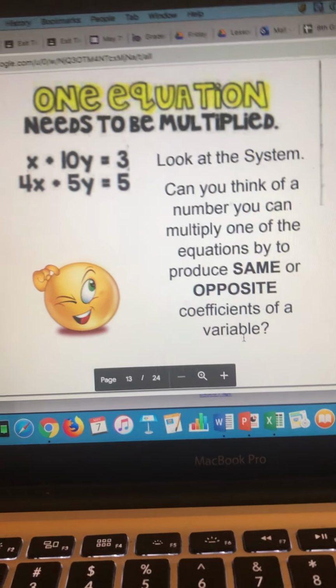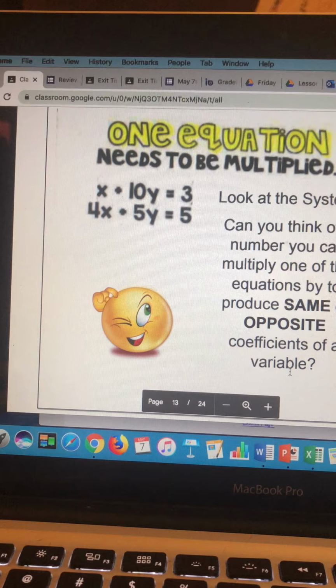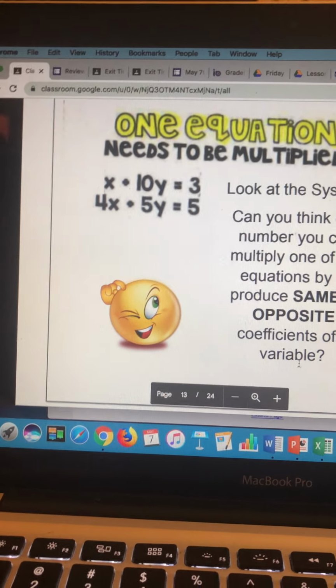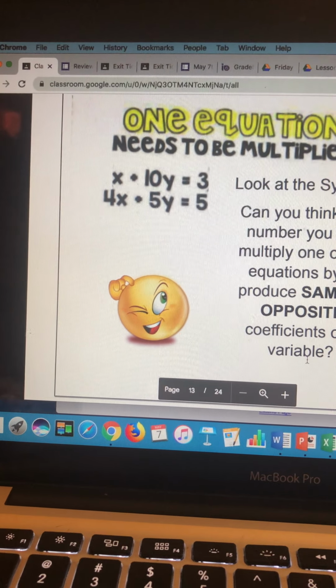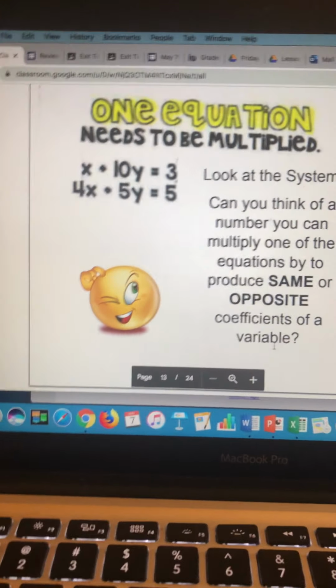The coefficient with x is 1. We know there's really a 1 there, we just don't always write it. And 1 and 4 are not the same or opposites. 10 and 5 are not the same or opposites. So we need to figure out what we can multiply by to make them the same or opposite.